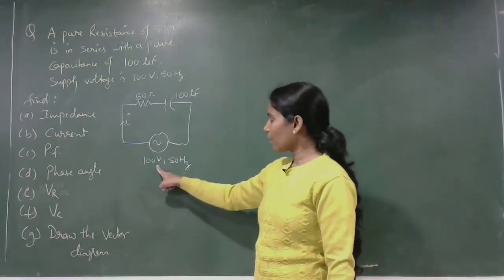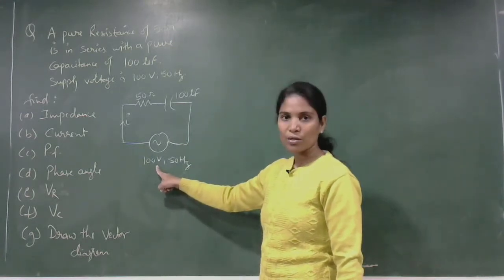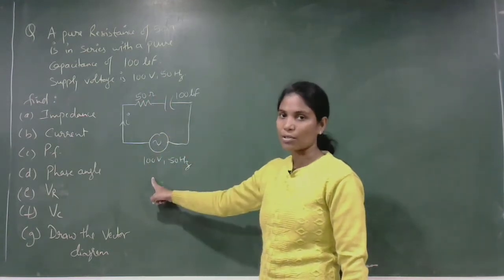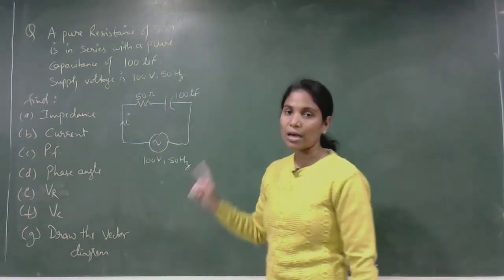The 100 volt is given here. That means which value is this? It is the RMS value. If nothing is mentioned, we have to take it as the RMS value. So 100 volt is given as the RMS value.